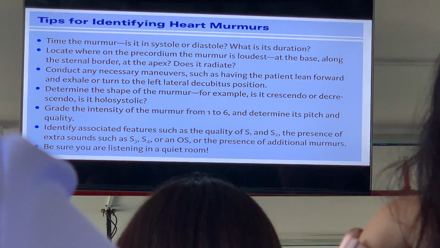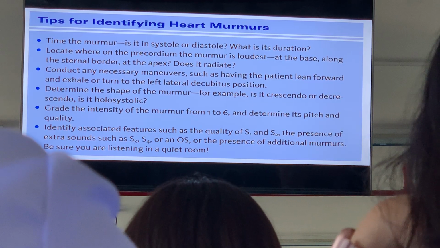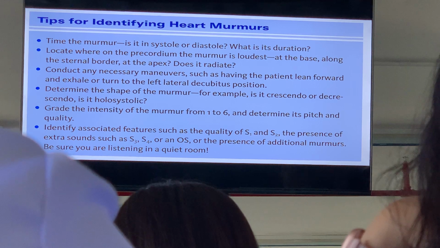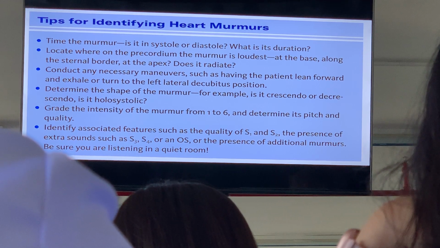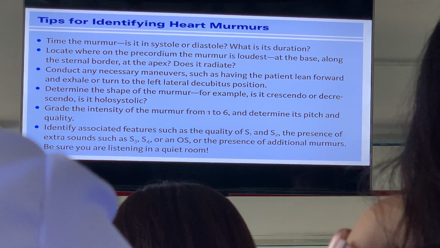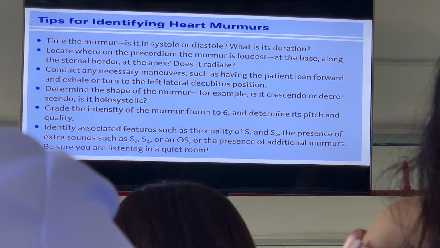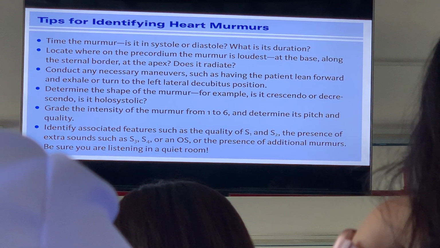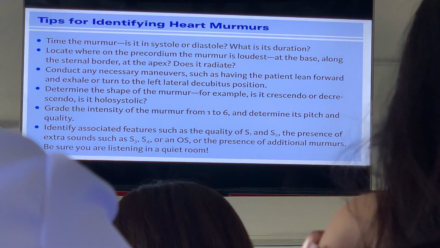However, sometimes patients will have extra heart sounds, so they have heart murmurs. First, when you hear an extra heart sound, you have to time the murmur. How long does it last? Does it last beyond the systole? Does it extend to the diastole? Or is it just between the systole and before diastole? So what is its duration?